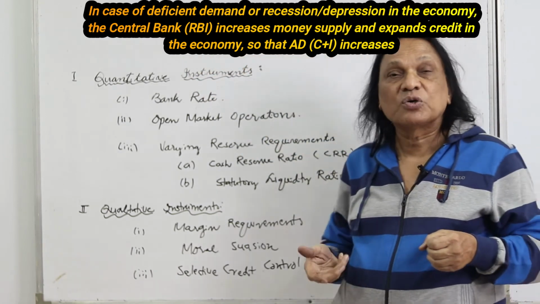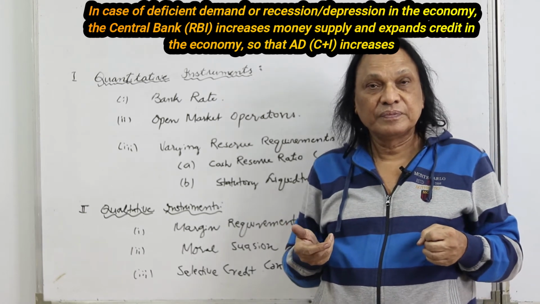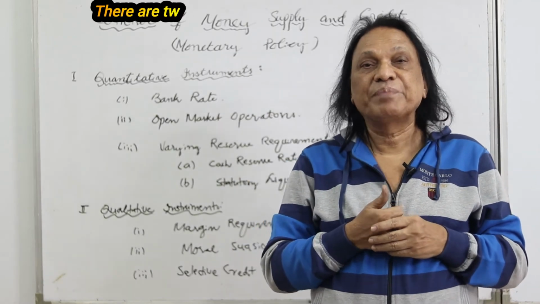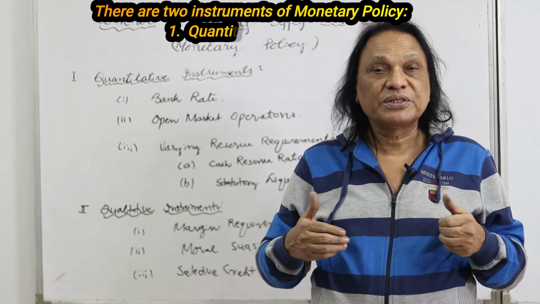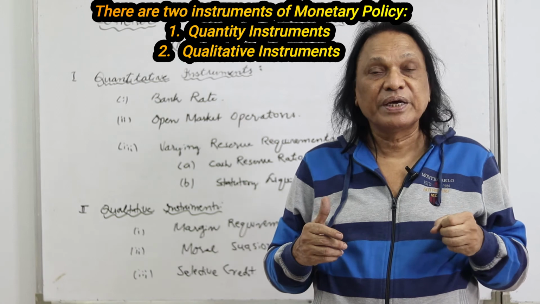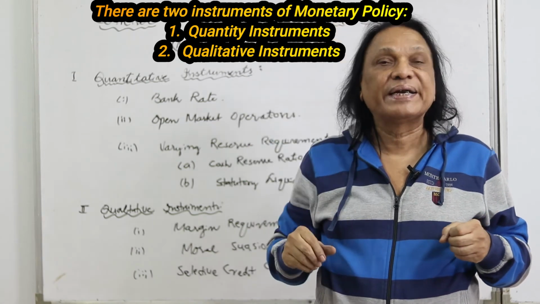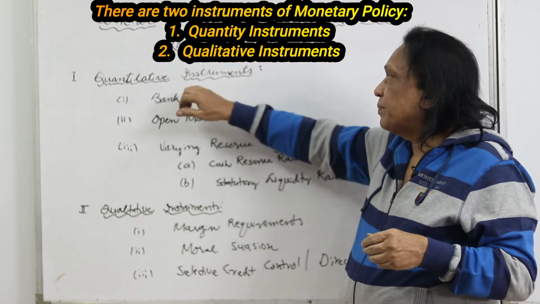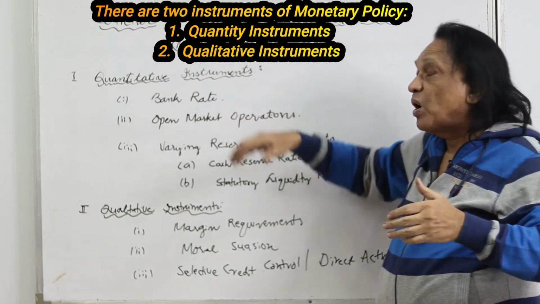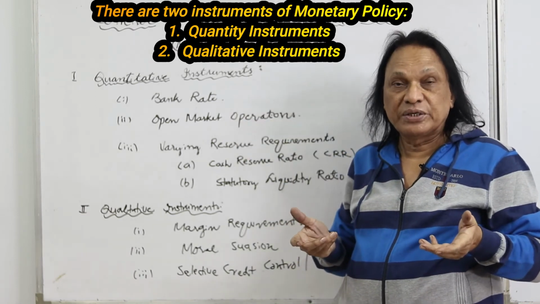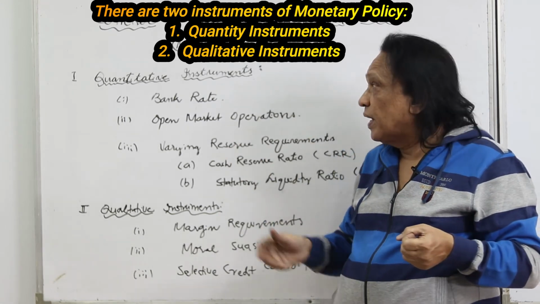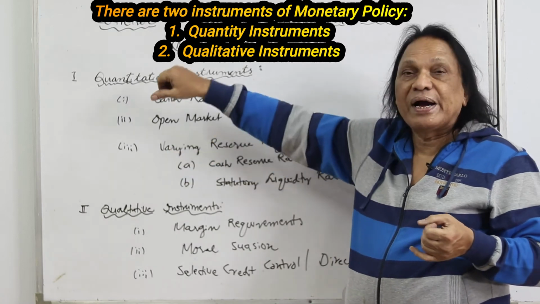How does the central bank control money supply and credit? There are many instruments, or we call them measures. All the instruments available to the central bank to control credit and money supply in the economy, we can classify under 2 categories. One, we call them quantitative instruments. Quantitative means the amount of credit, whether we should give more credit or less credit. Under quantitative instruments, we have 3.